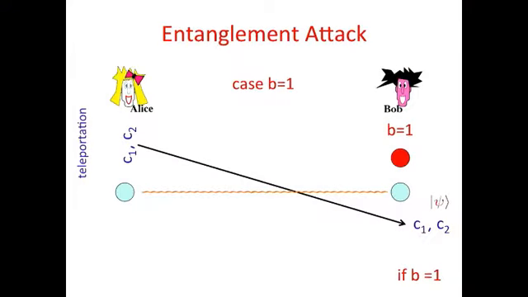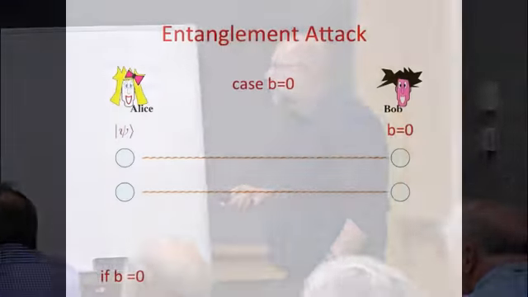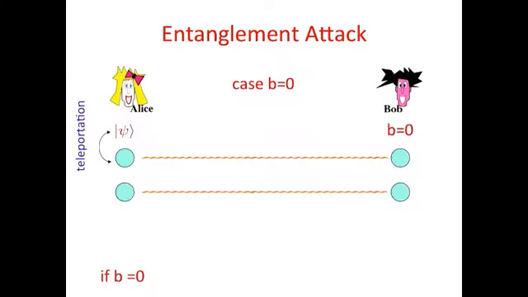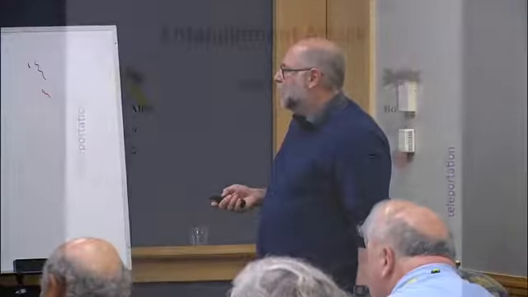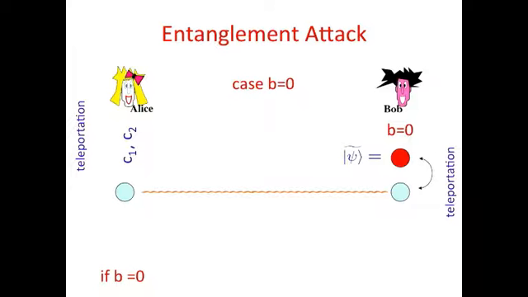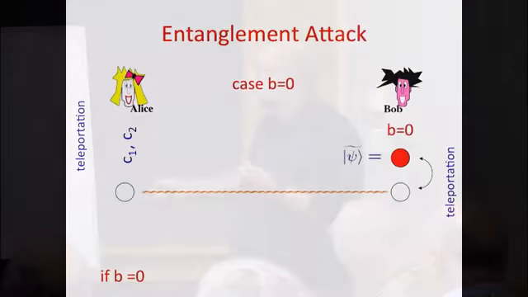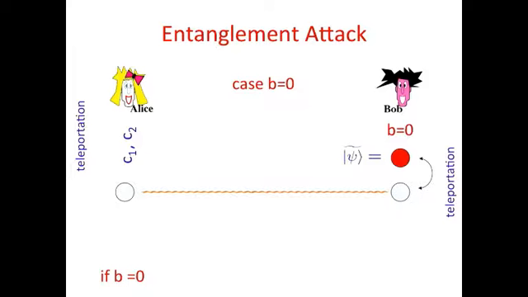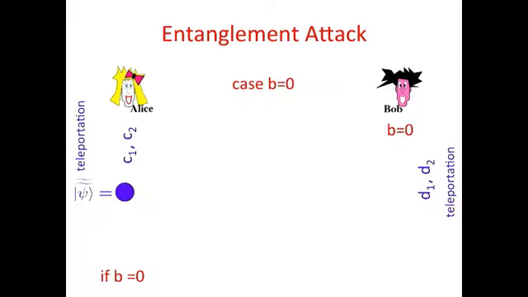So if this is what they do, and B is 1, they're perfectly fine. But what happens when B is 0? Well, Alice, unaware, of course, that B is 0, does the same thing as she did before, so she teleports and sends on these bits, C1 and C2. And Bob, who now knows that he is not the one who has to output the qubit, but Alice has to, just teleports this qubit back to Alice. And Alice now has this doubly encrypted qubit on her side.